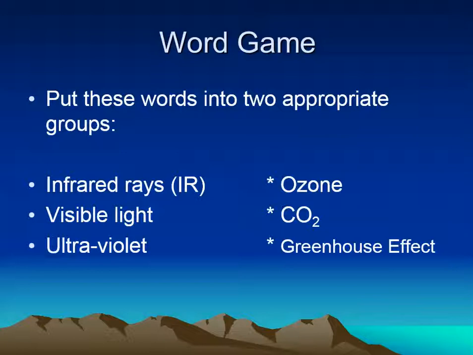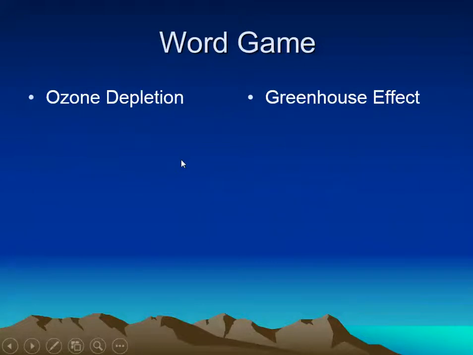So again, another little review activity. You can do this on your own. You should be able to do this definitely by your next quiz. Here are different components of the electromagnetic spectrum. Here are global environmental terms, and you should be able to put them neatly into two categories. So make sure you can do that for the next quiz.